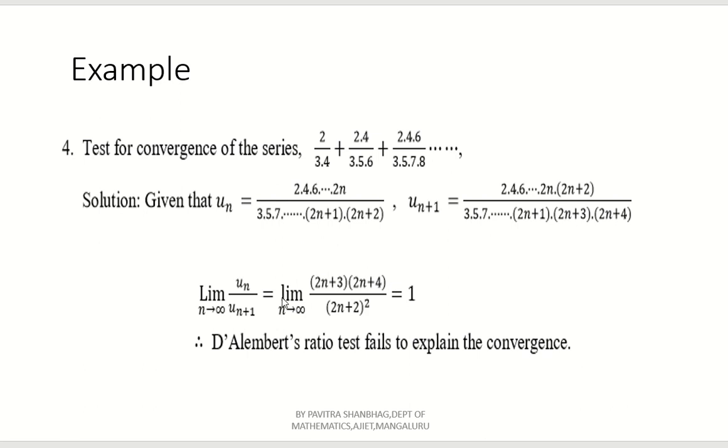If you apply the limit as n tends to infinity, just simplify this part and check. Now since here we are getting equal to 1, the ratio test fails, so we cannot explain the convergence and all. Okay, the d'Alembert's ratio test fails to explain the convergence. You have to write like this.